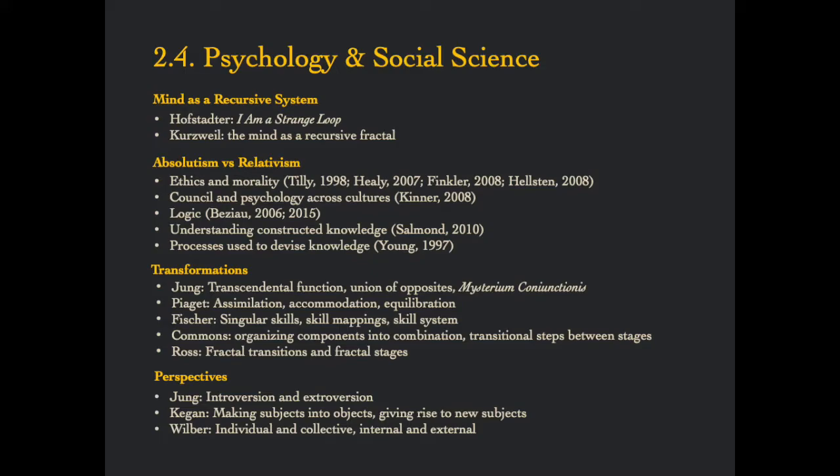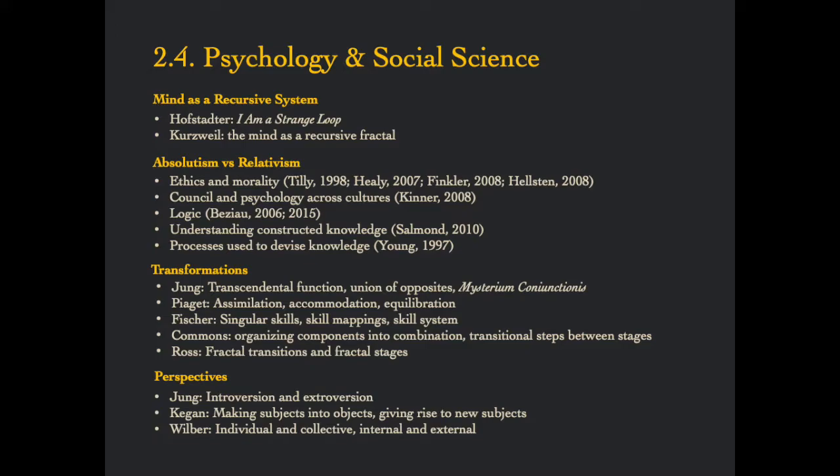But in terms of different ideas that people have about this in different areas of human experience, the different areas are things like ethics and morality, counsel and psychology across cultures, logic, understanding constructed knowledge, and processes used to devise knowledge. And this issue comes up again and again in all these different areas, and people argue about what's the right way to go about these sorts of things between absolutism versus relativism.